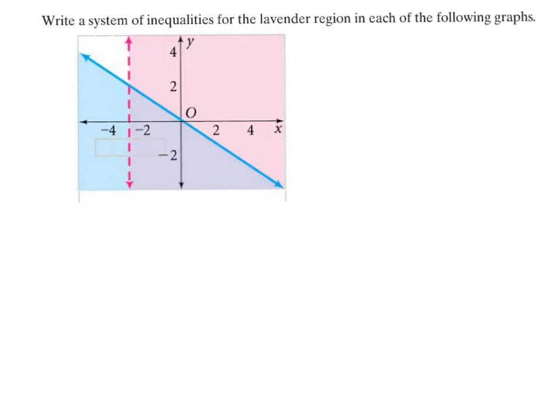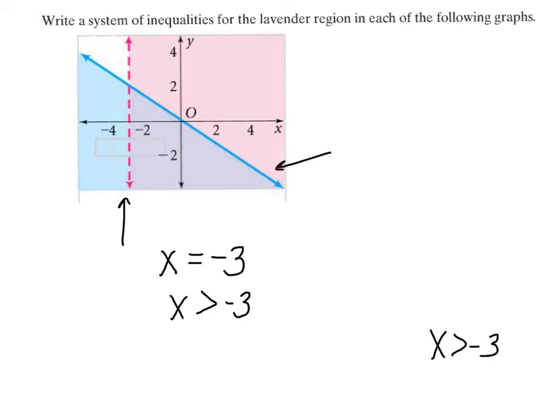So if you did this correctly, this line would just be x equals negative 3. And so that would be, it looks like it's shaded to the right, so x is greater than negative 3. And the blue line looks like it goes through 0, 0. And actually, it's kind of hard to see.